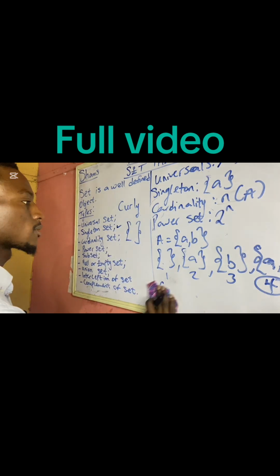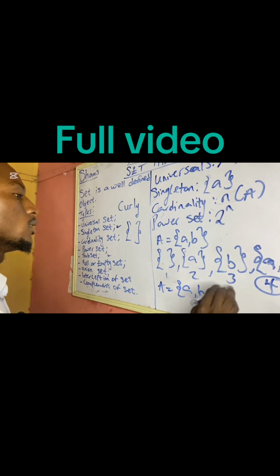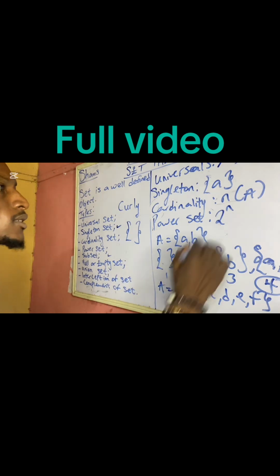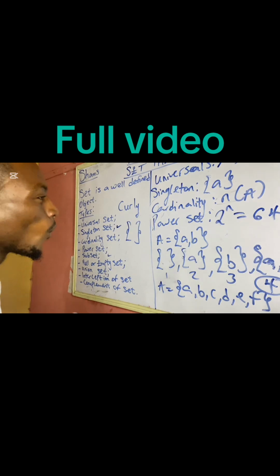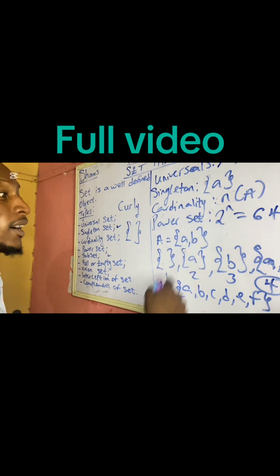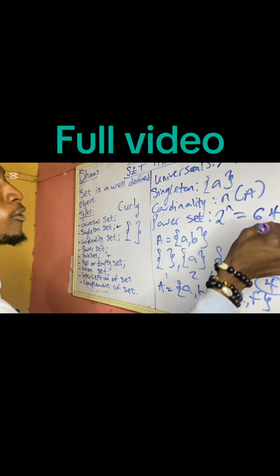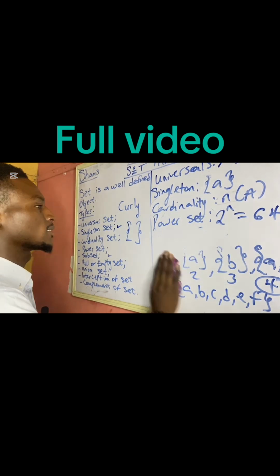Now let's take for instance, what if A is now equal to {a, b, c, d, e, f}? That means the number of elements is 1, 2, 3, 4, 5, 6. That's 2 raised to power 6. Remember, 2 raised to power n. Then what's 2 raised to power 6? 2 raised to power 6 is 64. Now, what if we don't know this formula? That means I'm going to write these elements in 64 places, then count them. No, that's very stressful.